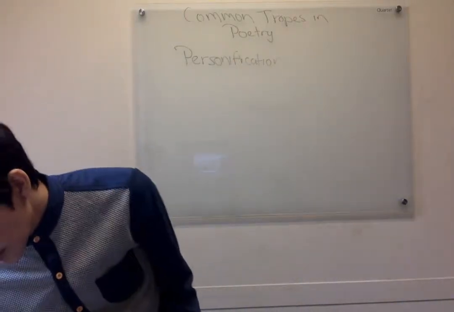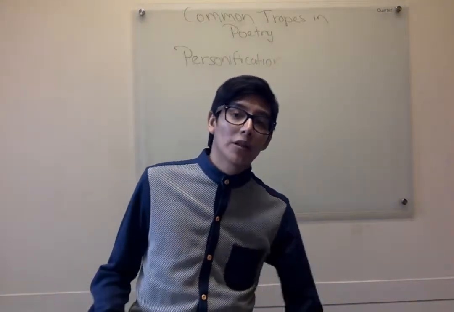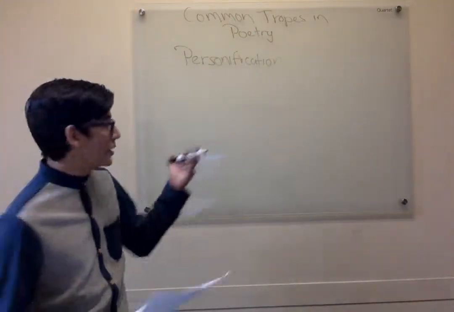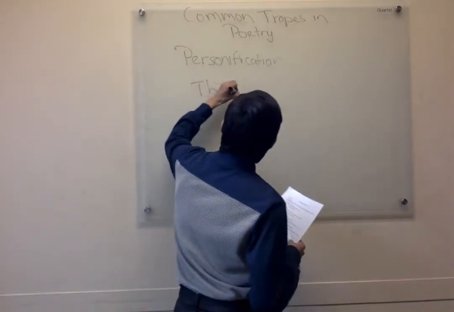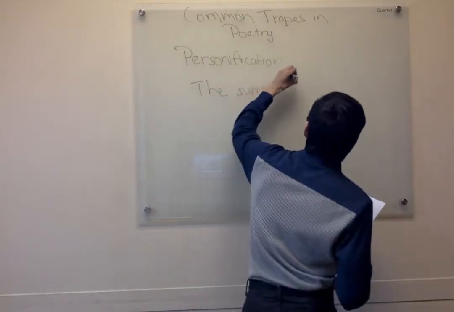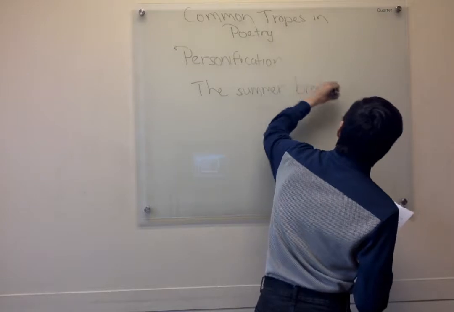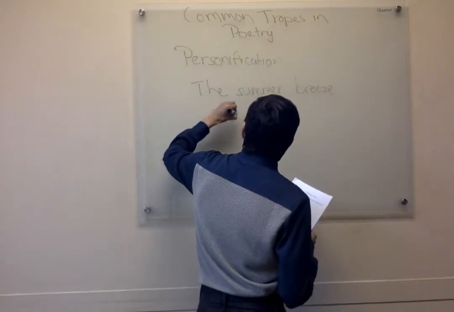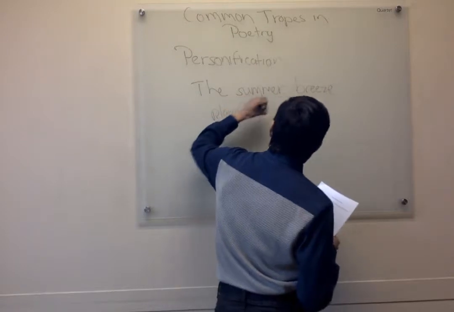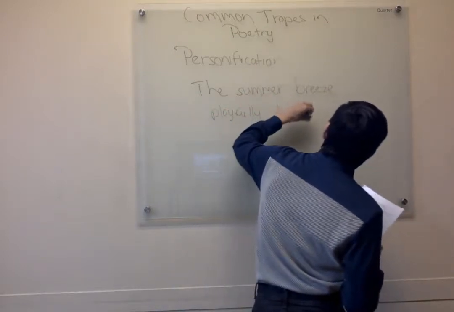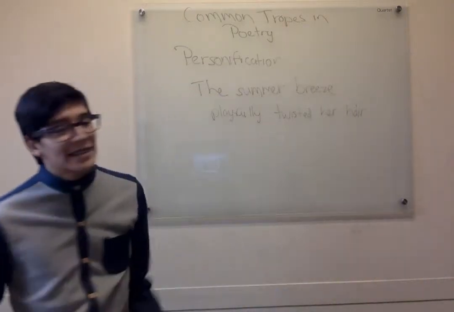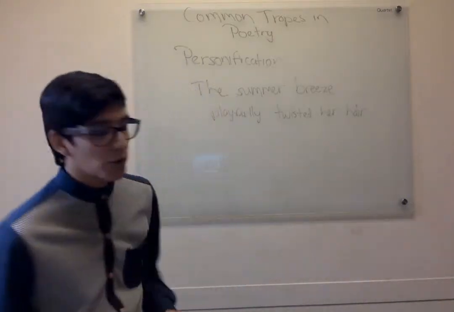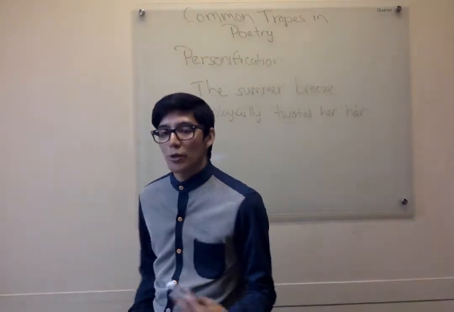Personification is the act of attributing human qualities to inanimate objects. So one example would be the summer breeze playfully twists your hair. So if you look at the sentence, it's very obvious that a breeze cannot, in fact, play with their hair. But that's the point of this whole thing, to give a more creative spin to this sentence.